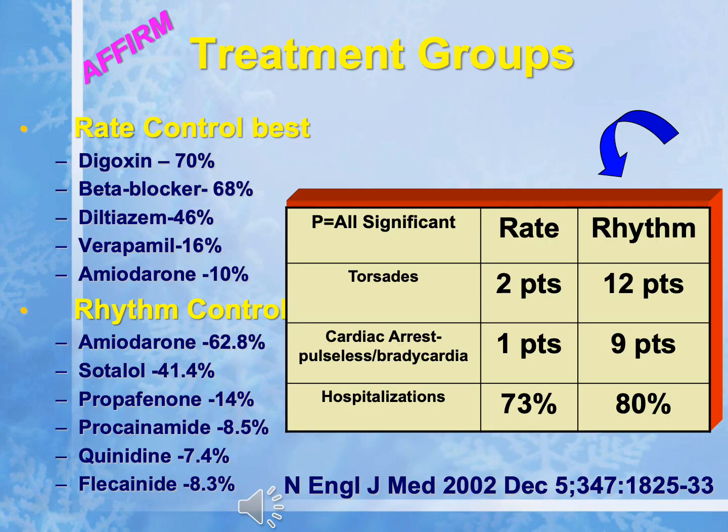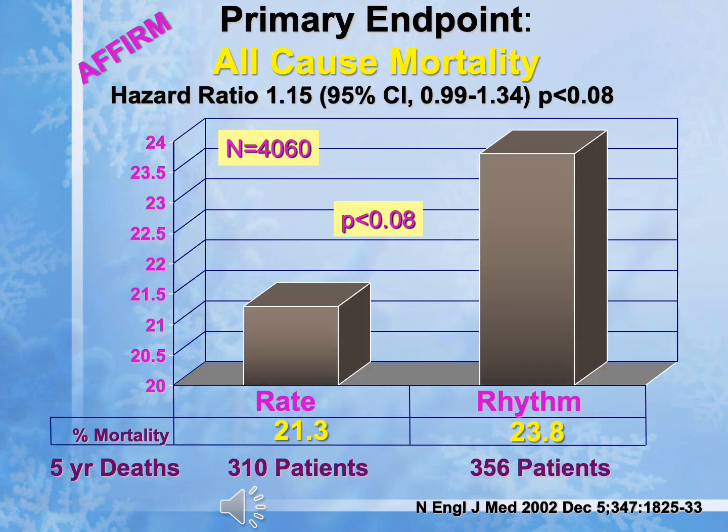The AFFIRM study showed that the complications of torsade de pointes, cardiac arrest, and the frequency of hospitalization was higher in that group that had an attempt at rhythm control to sinus rhythm, as opposed to those who had only control of the irregular heart rate. The AFFIRM study showed that all-cause mortality of patients with atrial fibrillation is actually better when the goal of treatment is to control the ventricular rate rather than trying to restore a normal sinus rhythm. There are special indications for both methods of management.